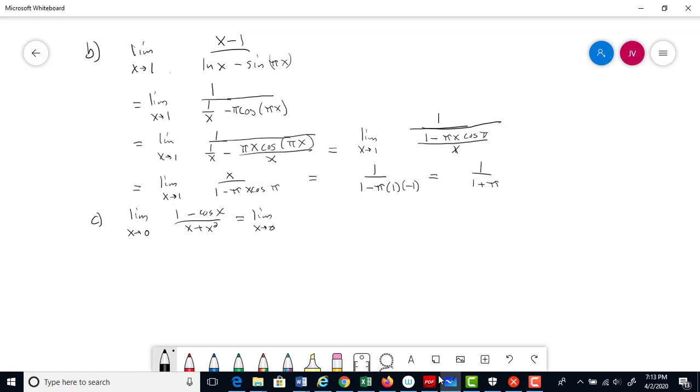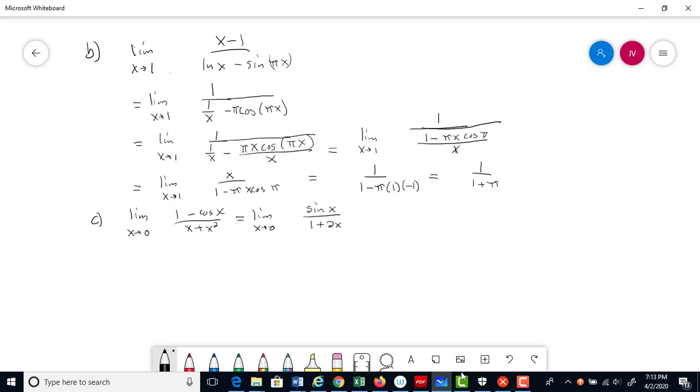Since it's indeterminate form, I can take the derivative of the top. Derivative of 1 is 0. Derivative of minus cosine of x is going to be equal to the sine of x. And on the bottom, this is going to be 1 plus 2x. Now we have to be careful, because a lot of times you just keep going and going until you're done. But identifying when you're done is very important.